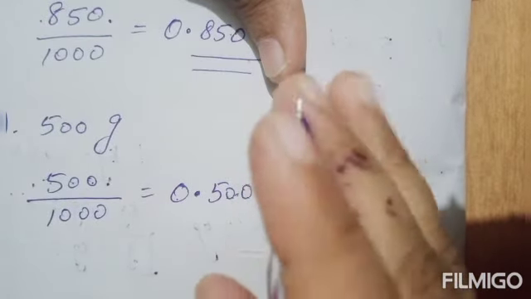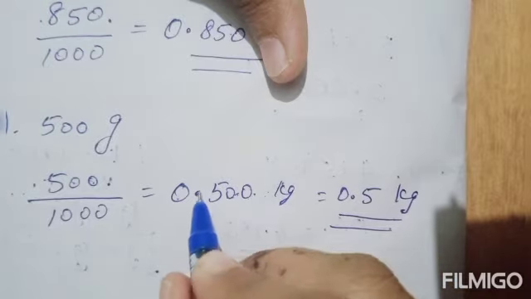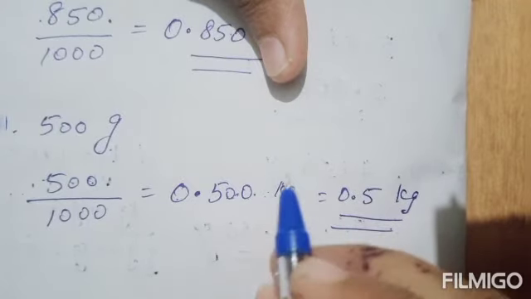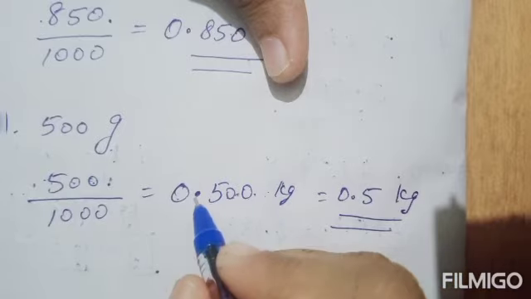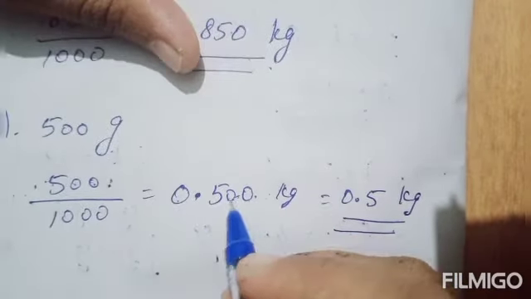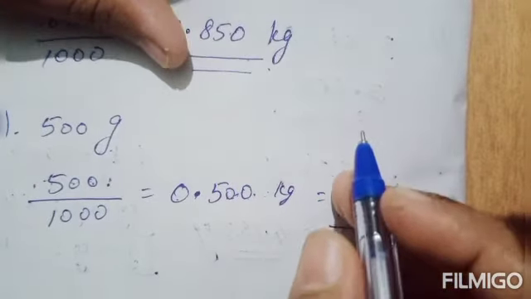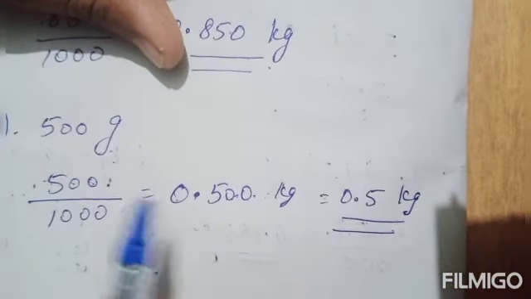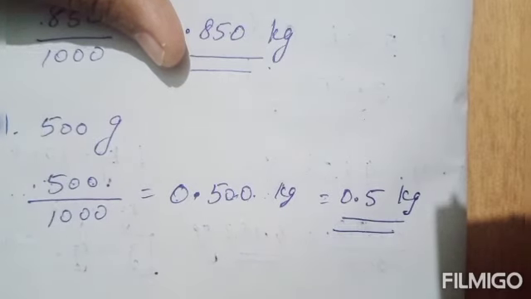Zeros at the right end has no value after decimal point. Zeros at the end has no value. Before decimal point, zeros at the left has no value. After decimal point, zeros at the right has no values. Okay. So 0.500 gram, it is 0.5 kilogram.